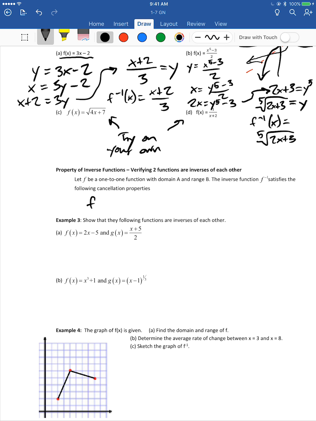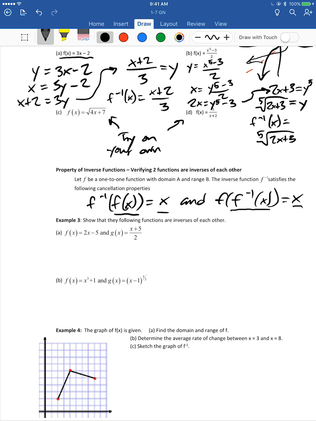We have f inverse of f of x equals x, and f of f inverse of x equals x. We're composing functions. We talked about composing functions before. So that means that when I evaluate f inverse for f of x, I should be left with x. And when I do the same thing, I evaluate f of x for f inverse of x, I'll be left with x. Let's go through some examples of that so you can see what I mean.